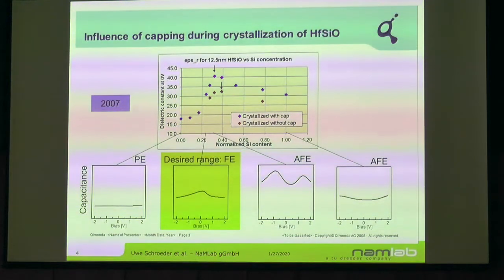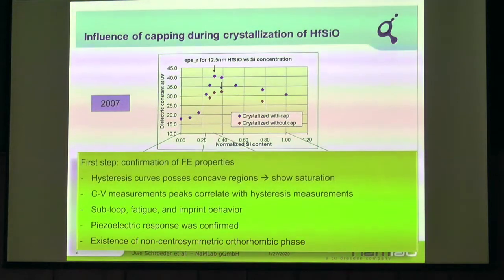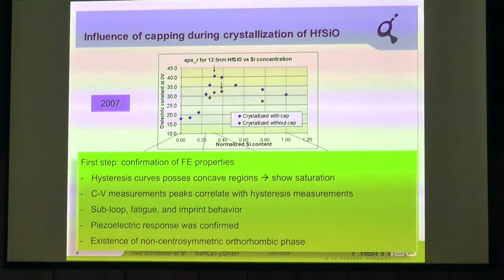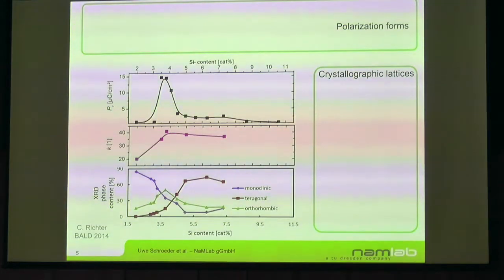And this is how it looked like at that time. I was in a semiconductor company called Qimonda, who was doing DRAM, and you could see with different silicon content in hafnium oxide, there's certain features showing up which looked like ferroelectricity, and we went through lots of different steps to really prove that hafnium oxide was ferroelectric. So let's go in detail.